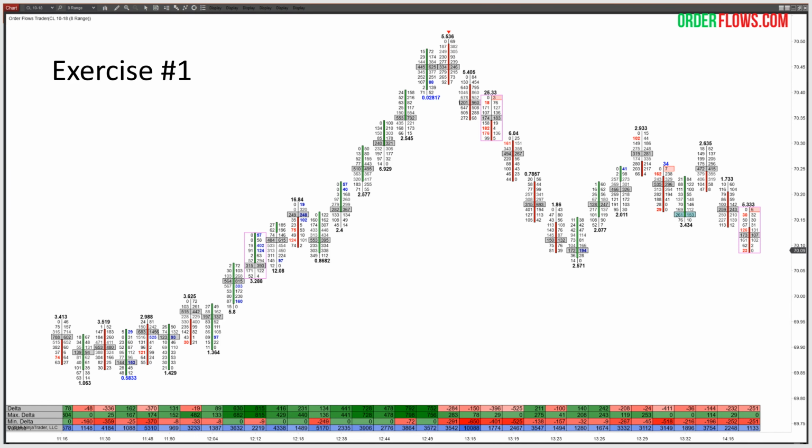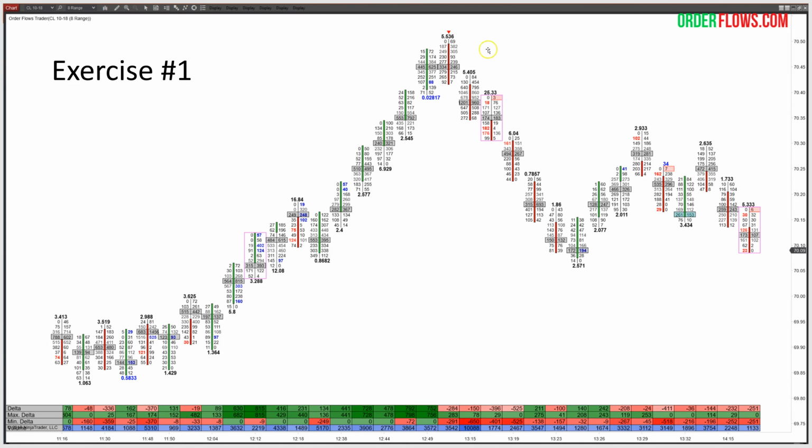Okay, so this is the first chart, exercise number 1. Take a few moments to look at the chart, and look at the delta. Don't necessarily get caught up in looking at the price action on the chart. What you should be focused on is the delta. So I'll give you a couple seconds to take a look at the chart. Okay, if you still want more time, just hit pause. But what I'm going to do is start talking.